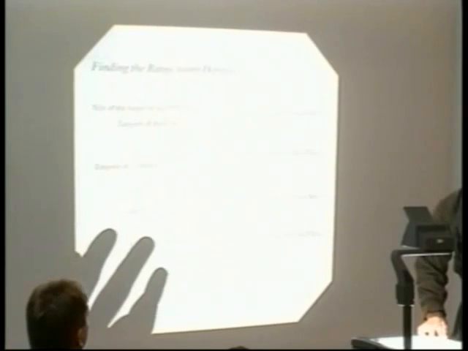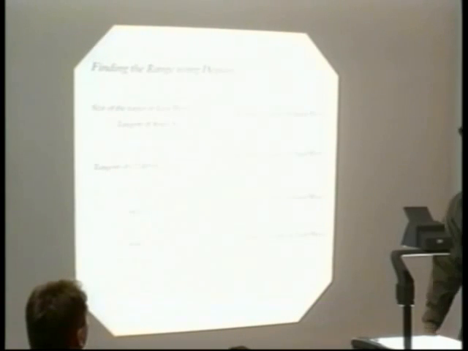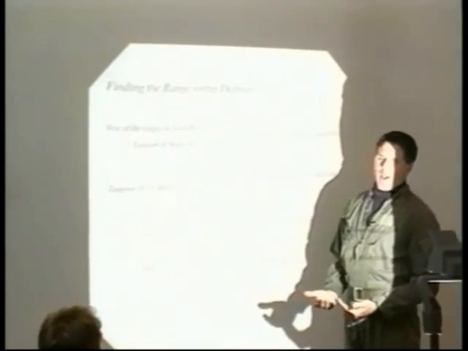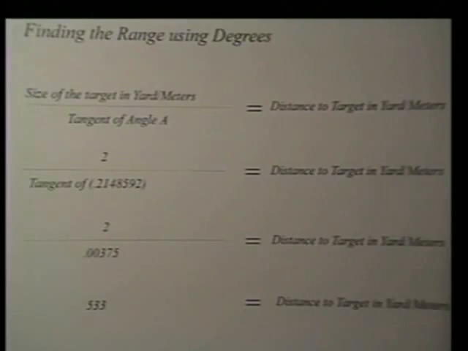Okay, I'm going to go through the more complicated one first, and just show you how they interrelate. Let's just say we had a good way of measuring the angle, or the size of the target, in degrees. There's our formula, we've seen it. Size of the target is a man, 2 yards. We somehow measured the angle, and it came out to 0.2148592. We got real precise, and if I punch this into my little scientific calculator, I'll come up with 2/0.00375. Hey, that's a familiar number.